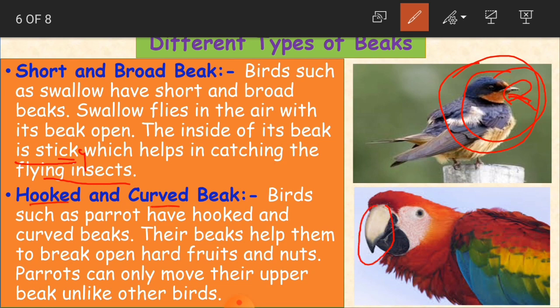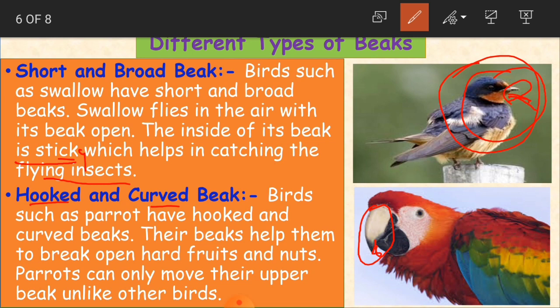As you can see here in the picture, it is hooked, in the sense that you can see it like a hook. The beak has just bent here. Birds such as parrots have hooked and curved beaks. Such beautiful birds have got hooked and curved beaks, and their beaks help them to break open hard fruits and nuts.